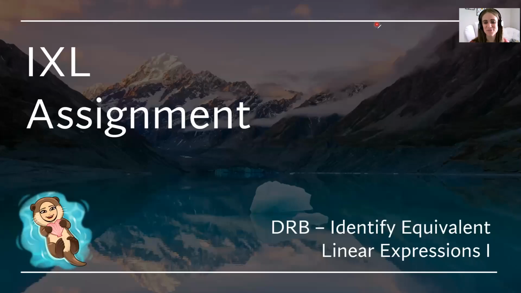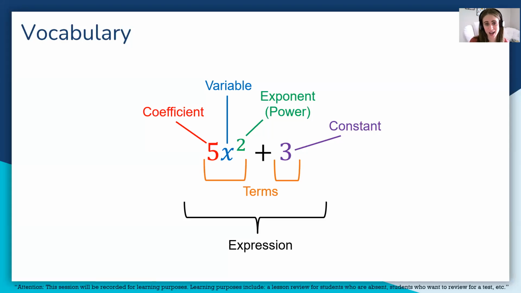Hello, everyone. Today we're going to go through IXL Assignment DRB, Identify Equivalent Linear Expressions. First, let's talk about some vocab, because I just used a lot of math vocabulary words, even in the name of that IXL assignment. The first one is expressions. If we look at this bottom bracket here, this entire thing, so the 5x squared plus 2, that is called an expression, because there is no equal sign, no inequality sign. Therefore, it is simply an expression.